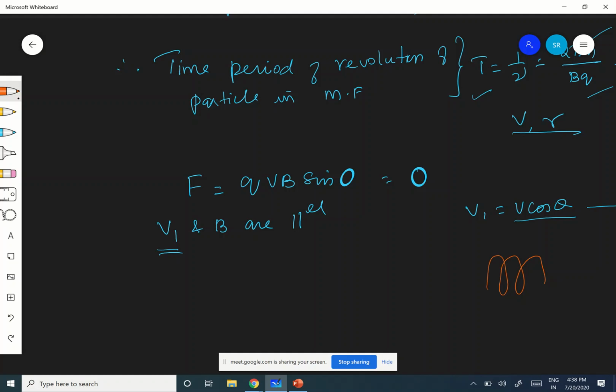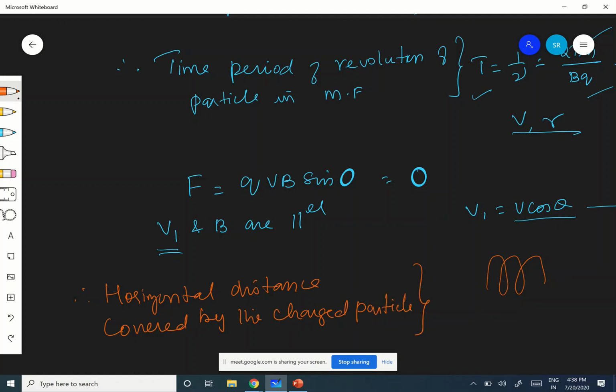That is nothing but the linear horizontal distance. Horizontal distance covered by the charged particle is equal to the velocity in the horizontal direction, v1, times the time taken by the charged particle to complete one revolution, T. Therefore, in this time T, by the time the charged particle completes one full revolution, it traces simultaneously some horizontal distance also. That is why the path becomes helical.